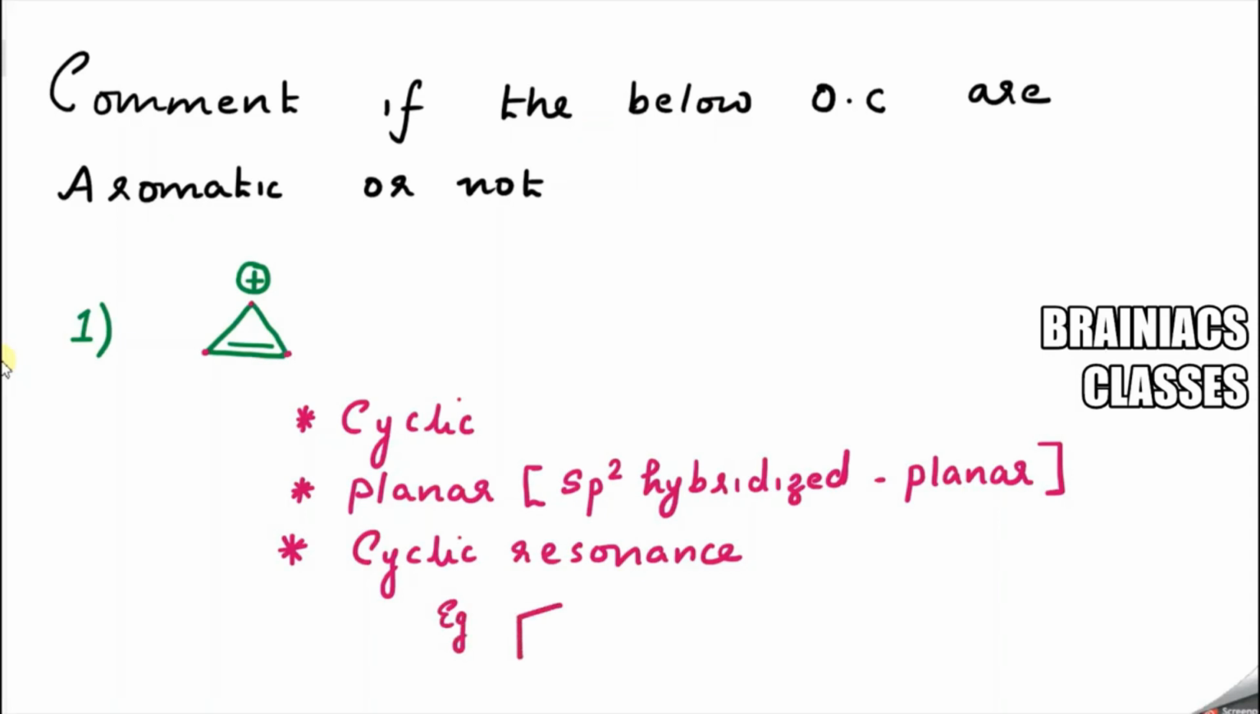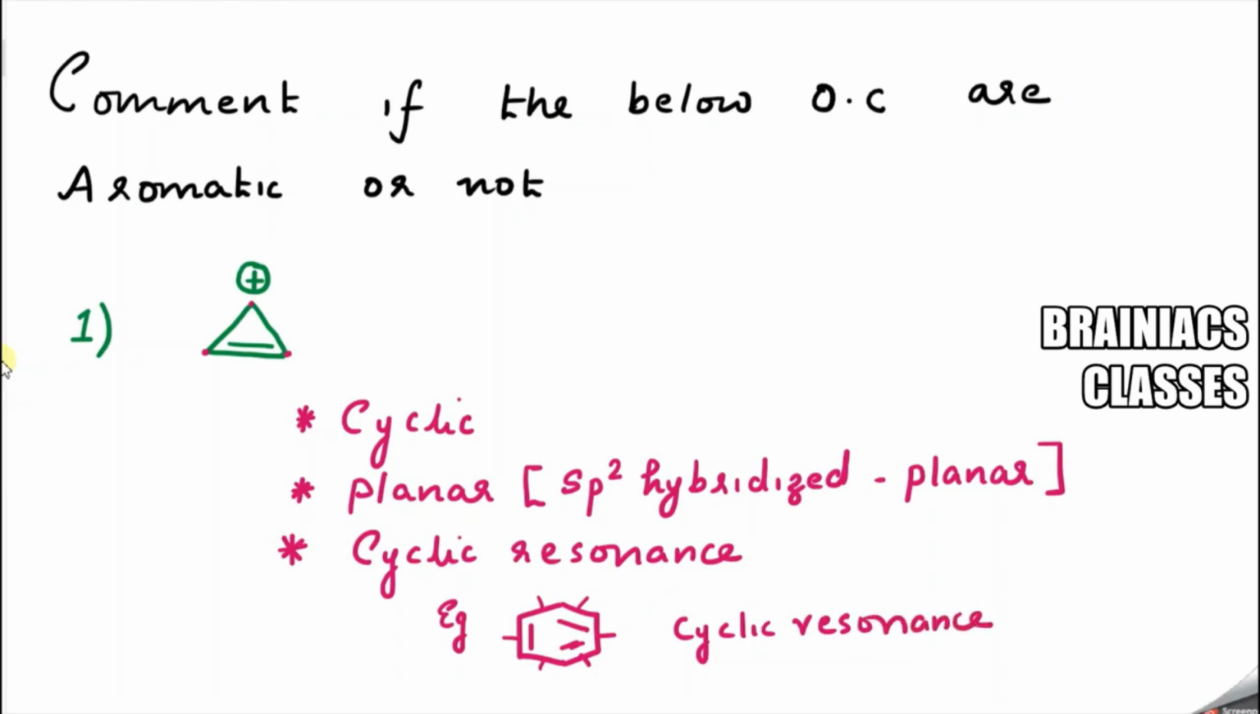Now I am taking the case of benzene. In the case of benzene, you could understand that there is conjugation. There is a double bond, then a single bond, then a double bond, then a single bond, then a double bond, then a single bond. That is, conjugation is happening throughout the ring in a periodic fashion. This we call cyclic resonance.